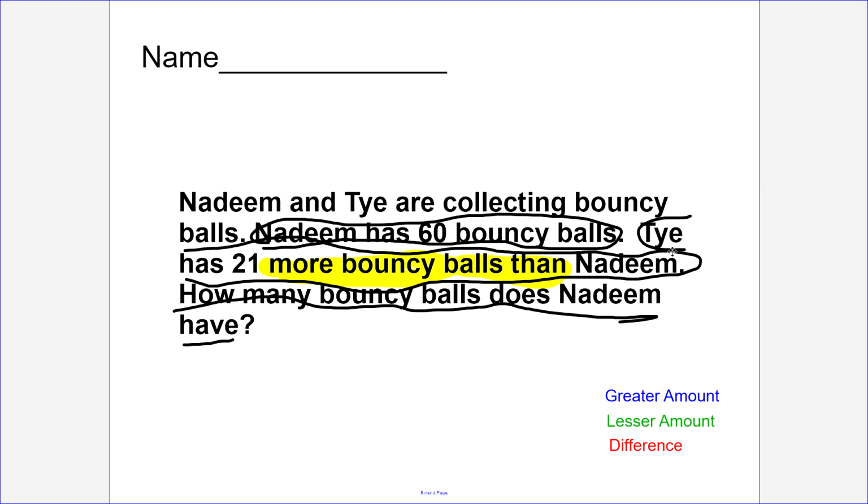Is this piece of information, Ty has 21 more bouncy balls than Nadim, is that piece of information the greater amount, the lesser amount, or the difference? Yes, that piece of information is the difference because it includes the difference words, 21 more bouncy balls than Nadim. Now, third grade, I need you to think really carefully. We know Nadim has 60 bouncy balls. We know that Ty has 21 more bouncy balls than Nadim.